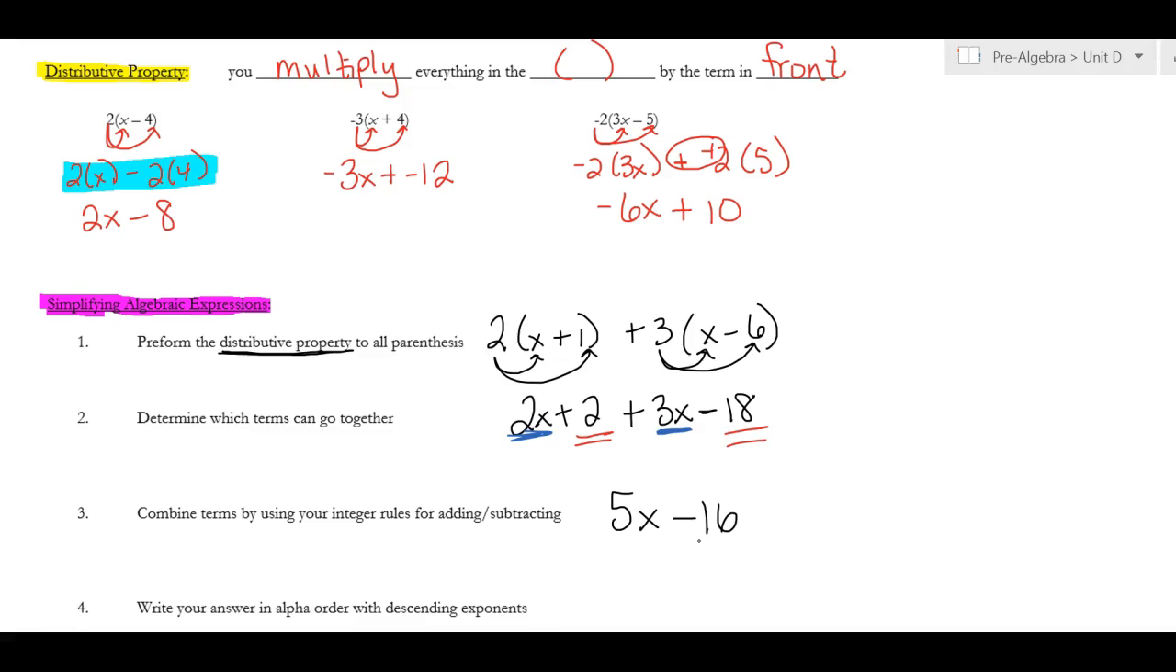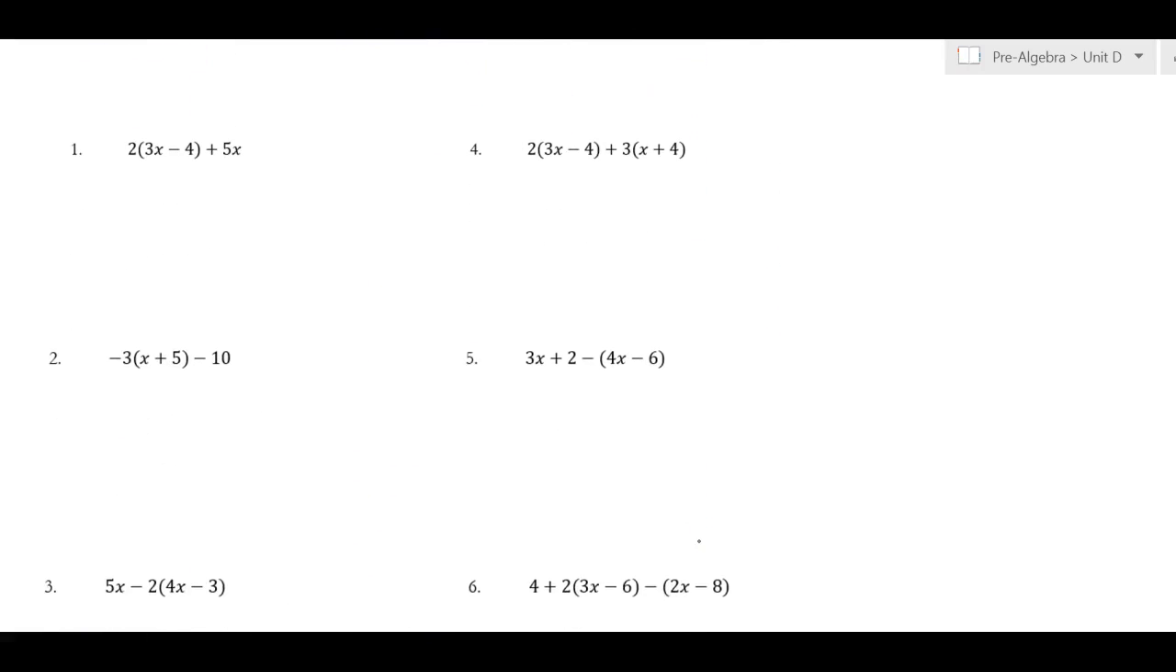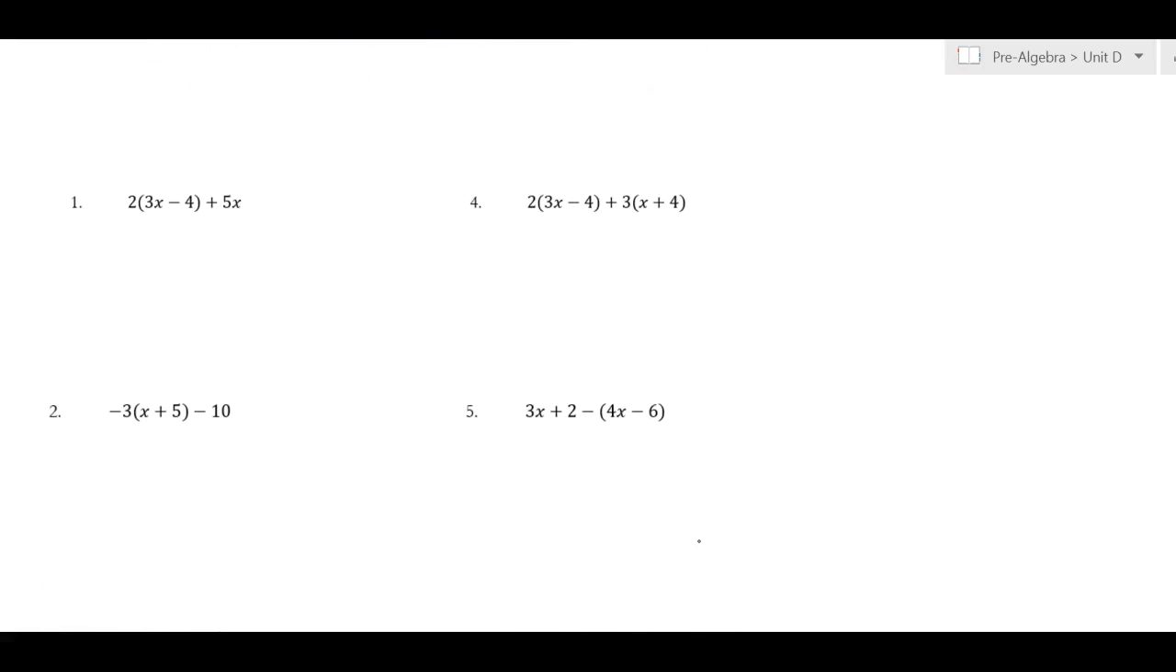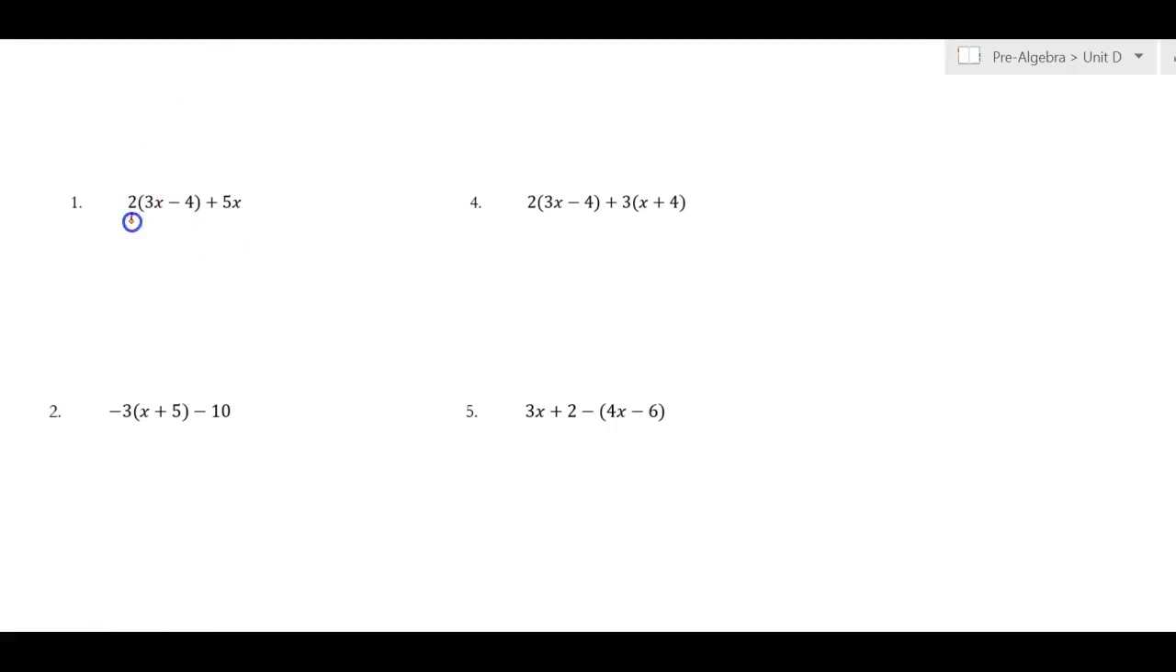All right, so what I want to do now is go down here and try some problems. We're going to skip the area. And we're going to try numbers 1 and 2. So when we look at number 1, one thing I want you to make sure that you recognize is that this 2 is going to go to the 3x and to the 4. I'm not going to take it to the 5x, because it's not in parentheses. It's not near the 2.